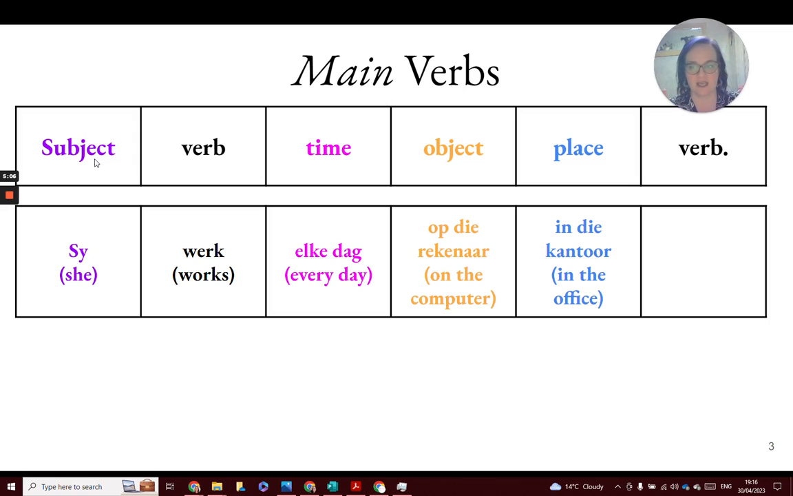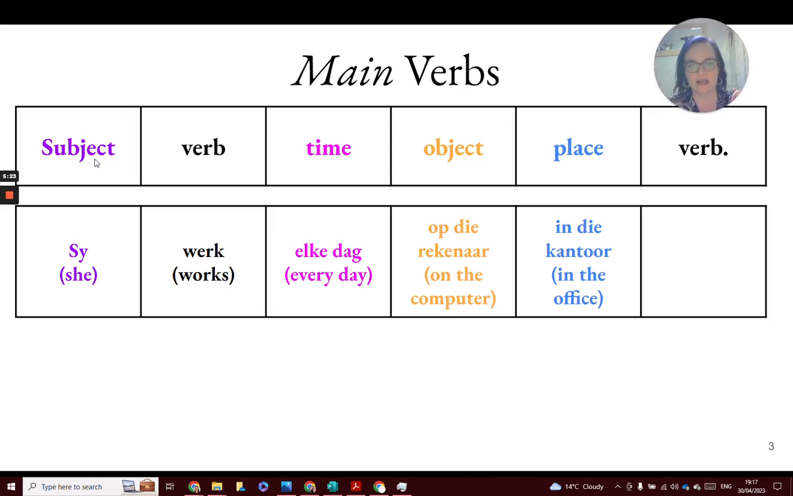So this sentence has S, verb 1, T, O, no M, P. Okay. For a sentence, you just need a subject and a verb to make it a sentence. If you don't have the rest of the sentence, you could just have "sy werk", still a sentence. But obviously we want to make longer sentences.